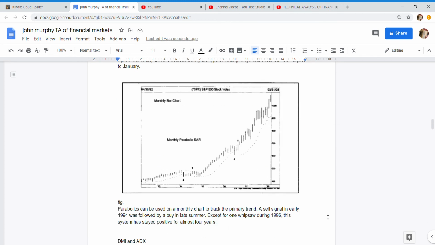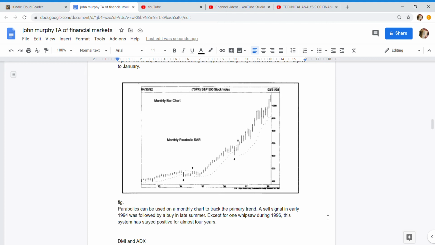Parabolics can be used on a monthly chart to track the primary trend. A sell signal in early 1994 was followed by a buy in late summer. Except for one whipsaw during 1996, the system has stayed positive for almost 4 years.